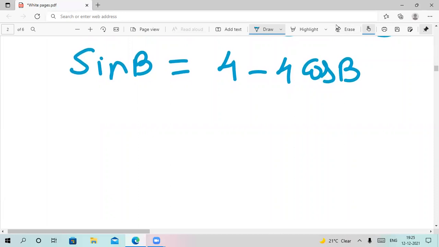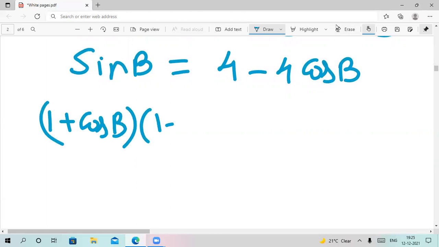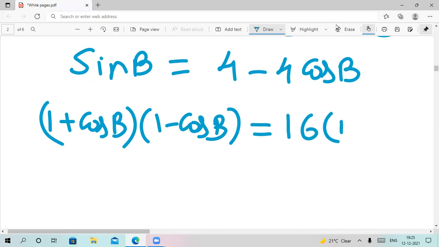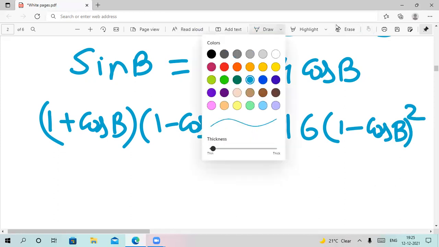Moving ahead, if I square both sides, it will be sine square B, which is 1 minus cos square B. So I can write it as (1 plus cos B) into (1 minus cos B), representing 1 minus cos square B, which is sine square B. I have squared both sides, so on the right it will be 16 times (1 minus cos B) whole square. Now I am going to eliminate a common factor here.